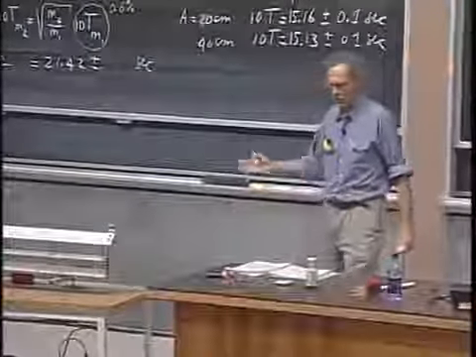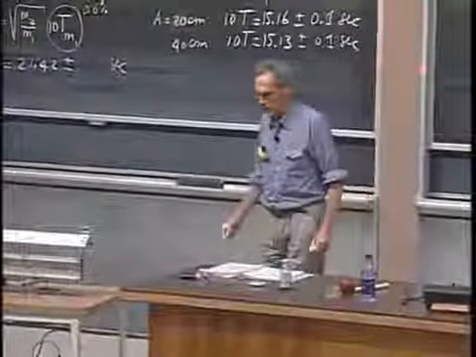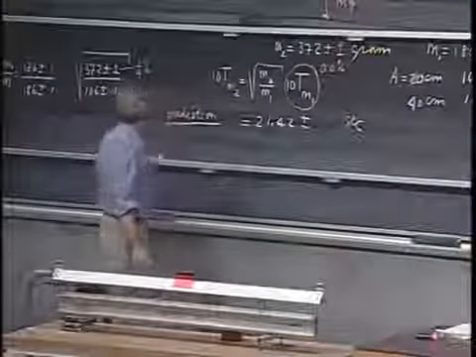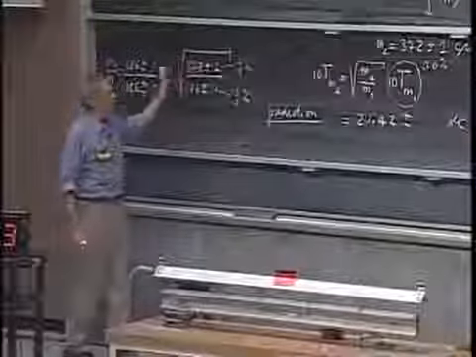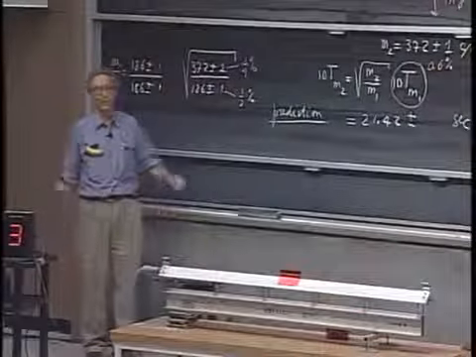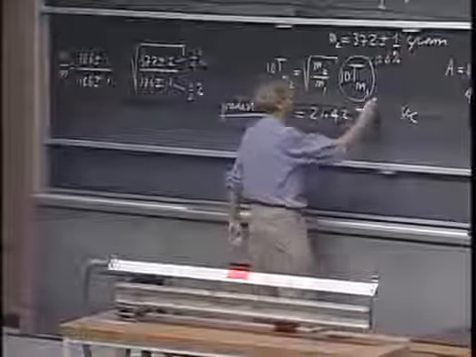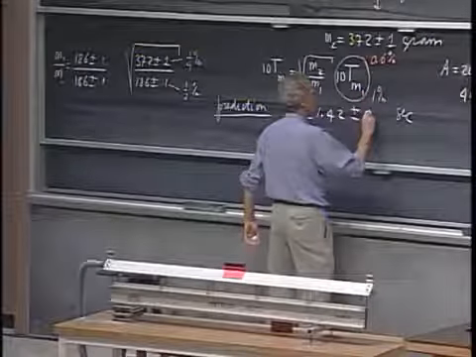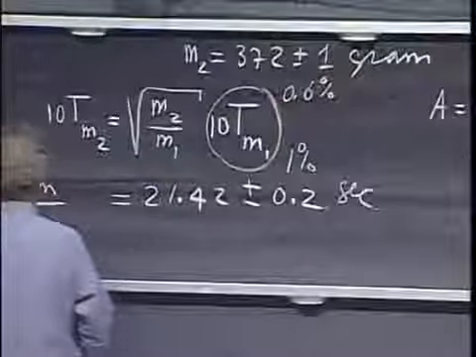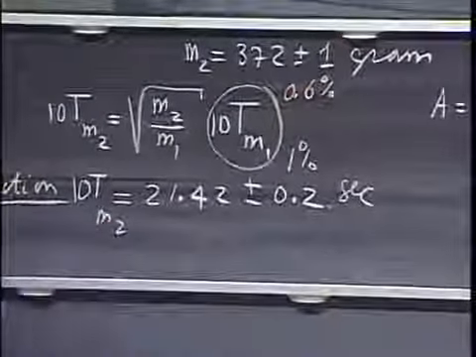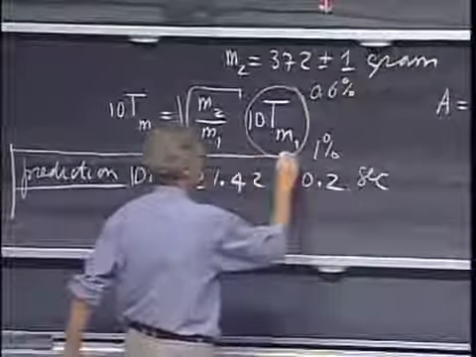But it turns out that if you do it correctly, and you take the error of this into account of about 0.6%, the error in this ratio is really much less than 0.2%. You can almost forget about it. I will allow generously for a 1% error in the final answer. And so I stick to my prediction that the 10T of double the mass is going to be like this.